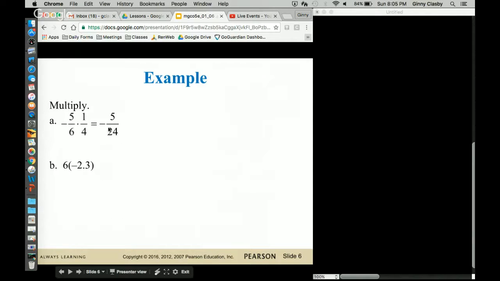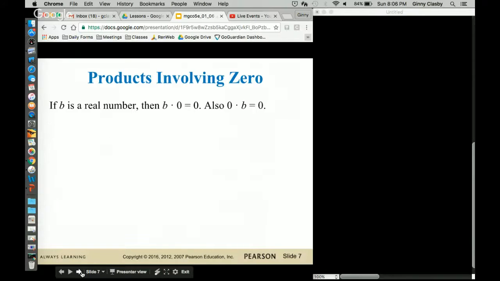Okay, fractions, same deal with fractions, all right? And you guys remember, you multiply straight across with fractions. So 5 times 1 on the top is going to be 5. 6 times 4 on the bottom is going to be 24. It's negative 5/6 times a positive 1/4. So you're going to get a negative solution. And the same principle applies with your decimals as well. All right, products involving 0. Anytime you have 0 in multiplication, your solution is always going to be 0. All right, so this is a rule that you should really write down.